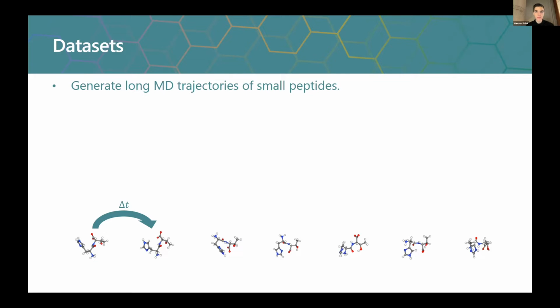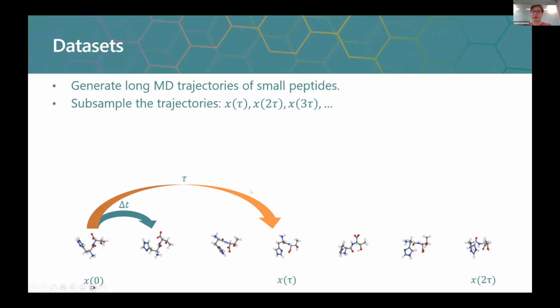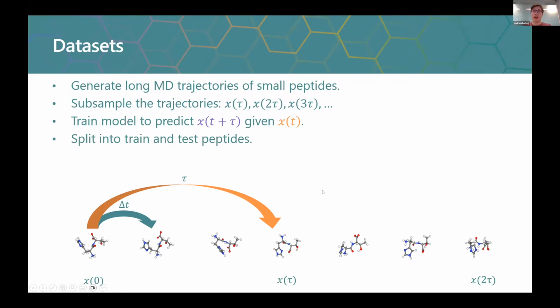So here's a trajectory of the molecule evolving with time. Using classical MD, you get tiny little time steps delta t each time. What we're going to do is subsample this trajectory at a frequency tau, where tau is much greater than delta t. So you can imagine a big step in the orange arrow. Then we're going to train the model to predict x of t plus tau given x of t. So the model doesn't predict a short time step in the future, it predicts a huge time step into the future.